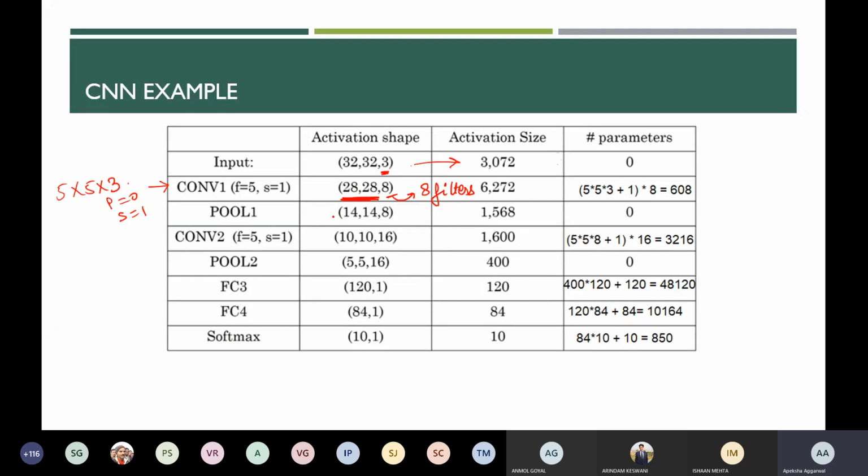Again, I'm applying a pooling. The pooling filter size is 2 cross 2. If I apply a 2 cross 2 filter over this, I would get 14 cross 14, because 28 by 2 is 14, since there is no overlapping in the pooling layer. Okay, so this process is repeated.